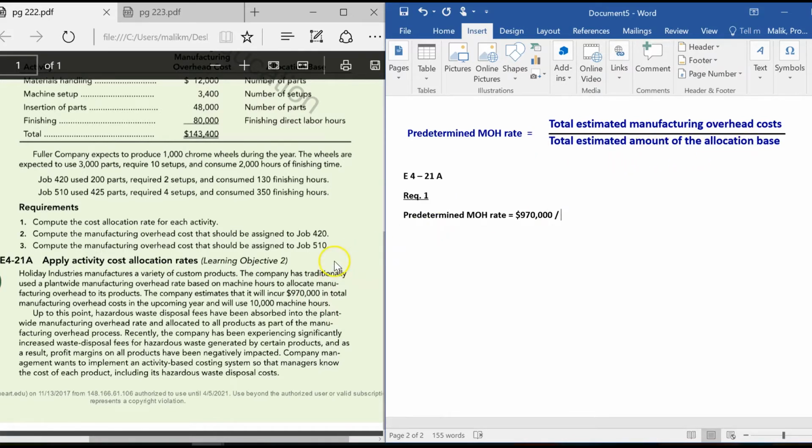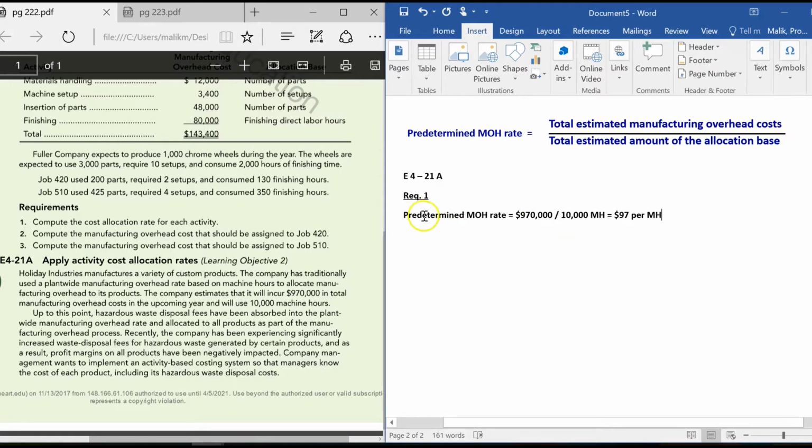So in this problem, their allocation base is machine hours. And the total amount, of course, is estimated, is given. It's 10,000 machine hours. So now we'll divide it by 10,000 machine hours. I'm writing MH. MH stands for machine hours. So our predetermined manufacturing overhead rate is 970,000 divided by 10,000, which will give you $97 per machine hour.